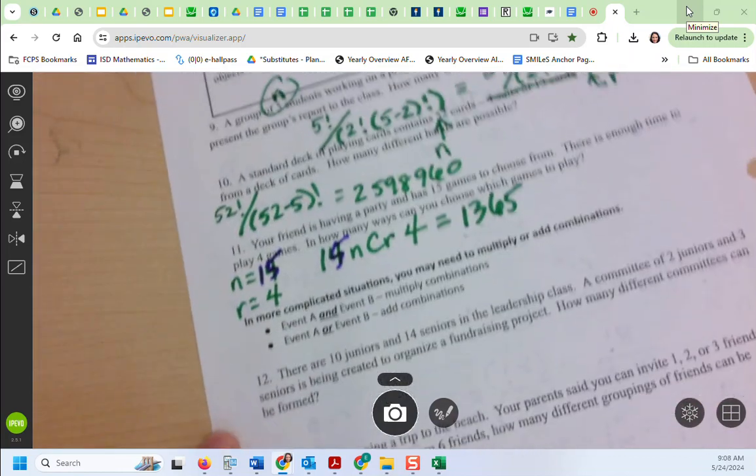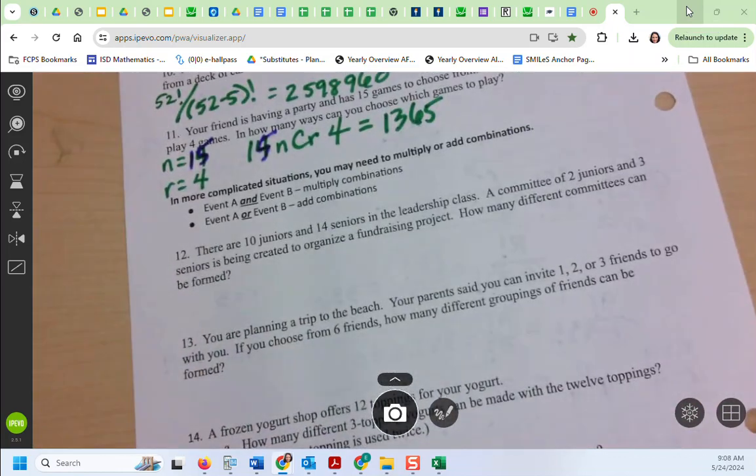Okay. All right, guys, we have one more topic to go over. And so I need to know what questions you have first on combinations and permutations before we do this last topic.